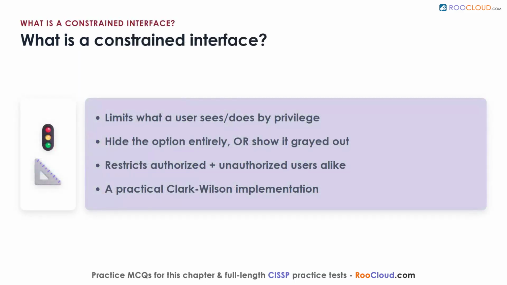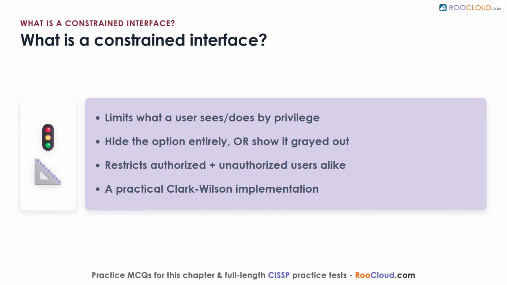What is a constrained interface? A constrained interface limits what a user can see or do based on their privileges. A full privileged user gets every capability, while a restricted user gets only a slice. Applications enforce this in two common ways. They may hide an option entirely when you lack permission, so it never appears on your menu. Or they may show it but grey it out, visible yet unusable.